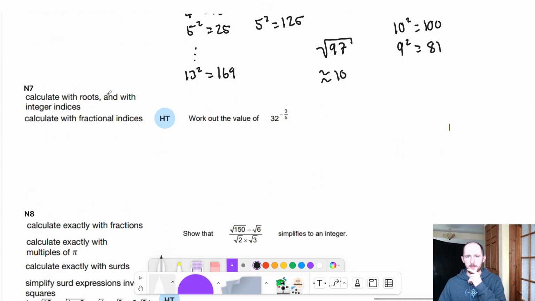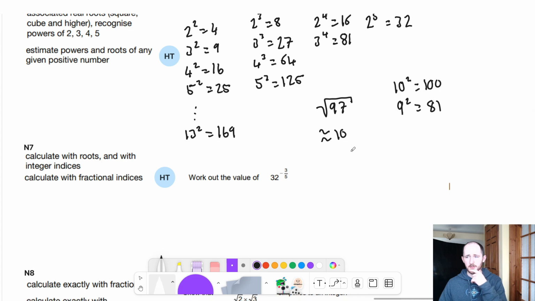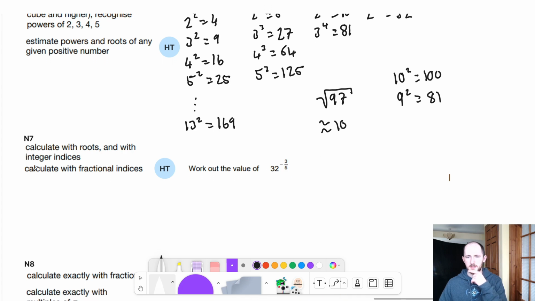You also need to be able to calculate with roots and with integer indices. So that's basically this section for those of you in foundation. If you're not in foundation though, and you're in higher, you also need to be able to use fractional indices and negative indices and all that fun stuff too. And the way that works is as follows.